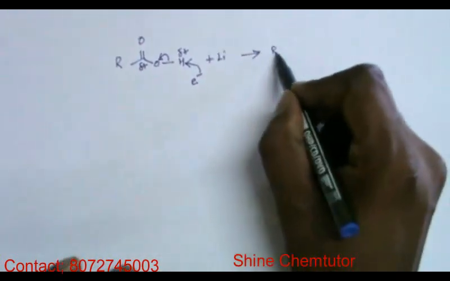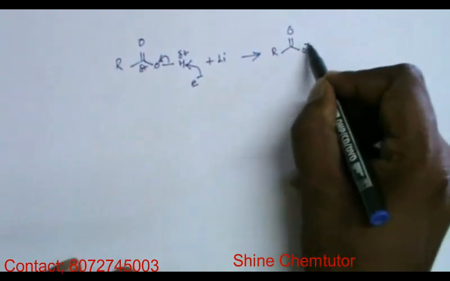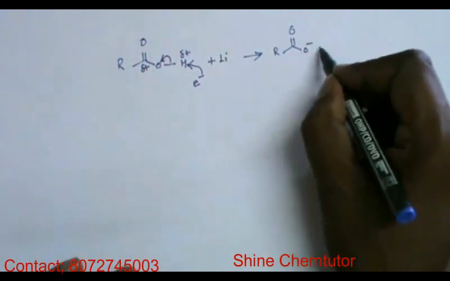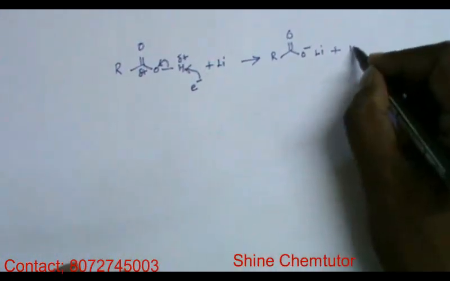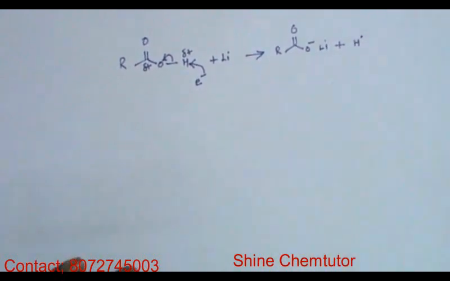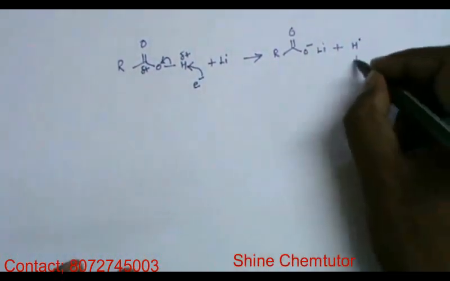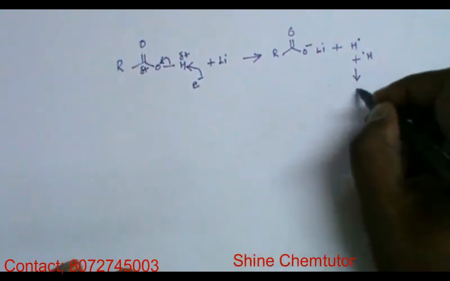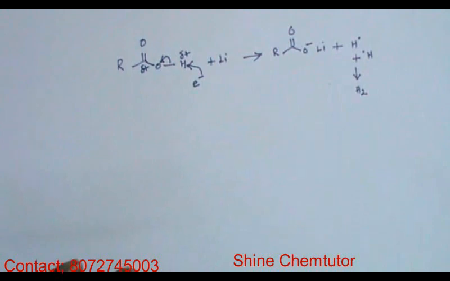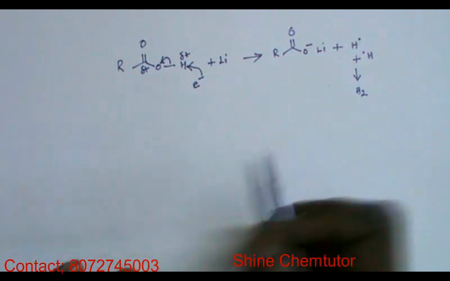What we get is this, and this minus combines with lithium. What about this hydrogen? This hydrogen will get one electron. This will combine with one more H. They will combine to liberate hydrogen. When you add alkali metal to acid, this is the reaction. Basically, one electron is transferred to the more electropositive hydrogen atom. We get carboxylate.